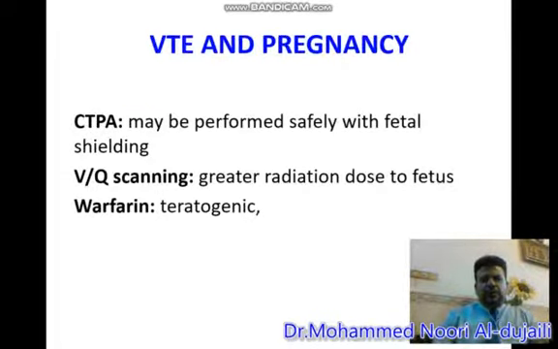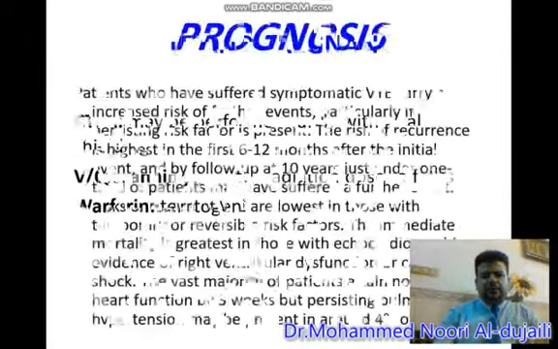Venous thromboembolism and pregnancy: for the diagnosis, we can use CT pulmonary angio with fetal shield, as it is less risky and has less radiation than the ventilation perfusion scan, which was previously the investigation of choice for the diagnosis of pulmonary embolism in pregnancy. Warfarin must be avoided because it is teratogenic.